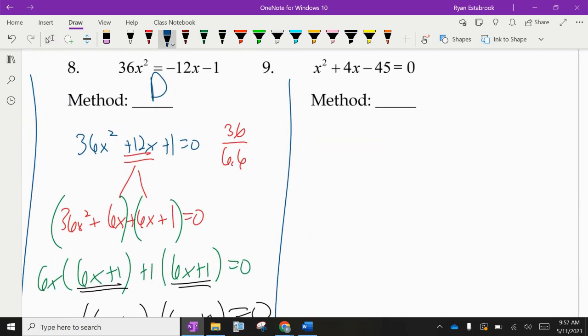X squared plus 4x minus 45 equals 0. Great, it's already equal to 0. I love that. What kind of method do we call this one? Number pairs. I think there's letter B from the previous page. Number pairs. It's number pairs because it's just a 1x squared. Great, that makes things a lot simpler for me. The magic number is just the negative 45. What numbers multiply to negative 45 and add to 4?